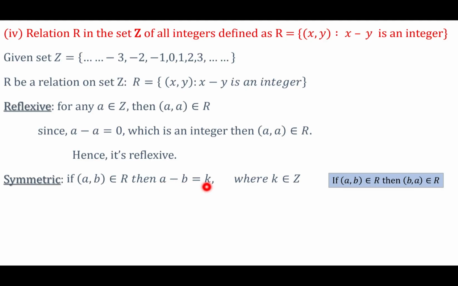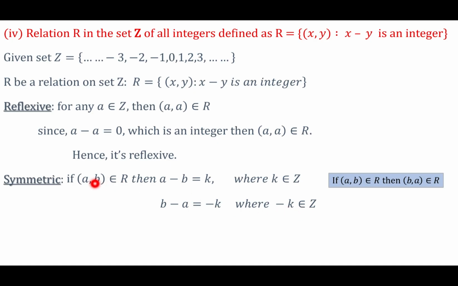Now, if I multiply this equation by a negative sign, b will become positive, a will become negative, and k will become negative. So b minus a equals minus k. I have multiplied this equation throughout by negative 1. So positive, negative, negative. So b minus a equals some negative k. Negative k is also an integer.